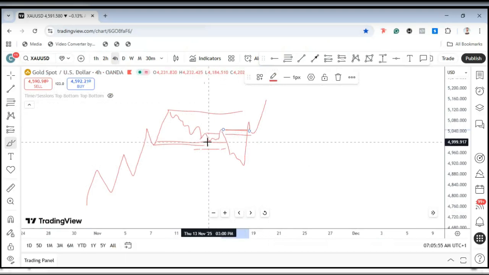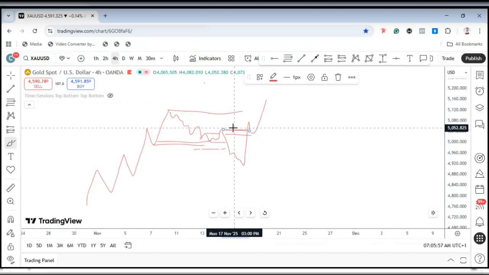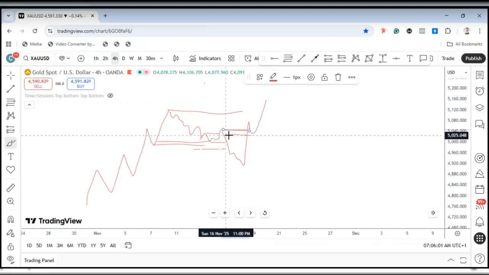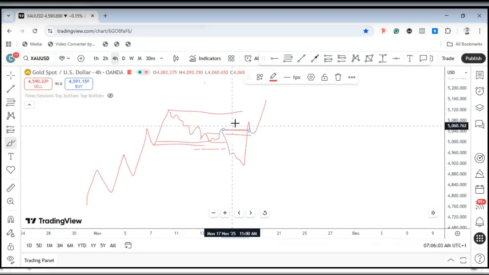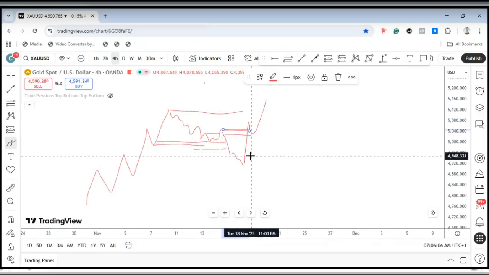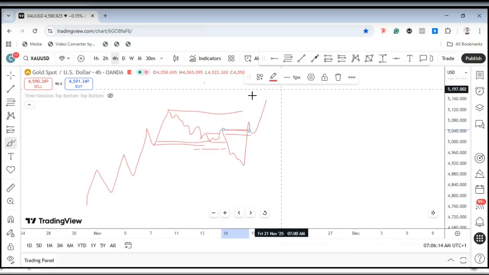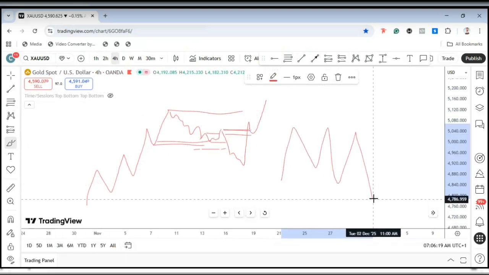You remember you bought here, but you are not part of this move. You are not part of this move. So both early buyers and sellers are out of the trade. So this is why you constantly lose in the forex markets. Simple as that.